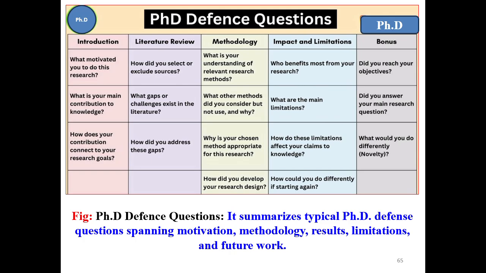And then how did you develop your research design? By using existing drawbacks, what is the proposed approach? Why is your chosen method appropriate for this research? So we are cross-checking with the latest published articles. Then we are finding what is the impact of our research paper. Is it beneficial for society, or who benefits most from your research, and what are the main limitations, challenges and issues? How do these limitations affect your claims to knowledge? How could you do differently if starting again?